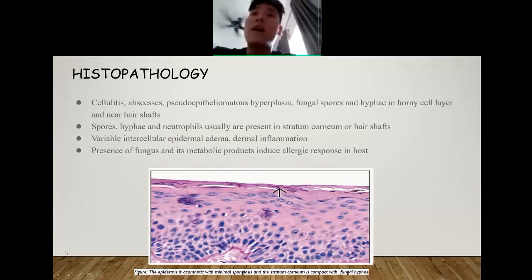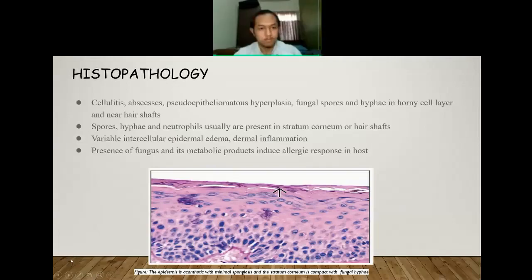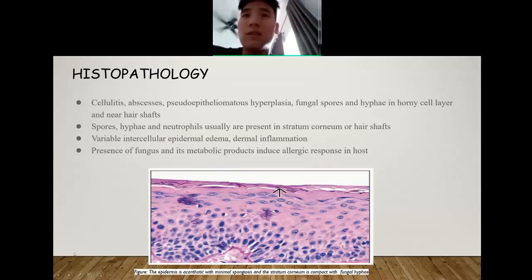Sometimes the rupture of a hair follicle will release some fungal elements into the dermis and induce acute suppurative inflammation that will eventually become granulomatous. And lastly, the presence of fungus and its metabolic products such as mycotoxins can induce an allergic response. Yeah, that's it.